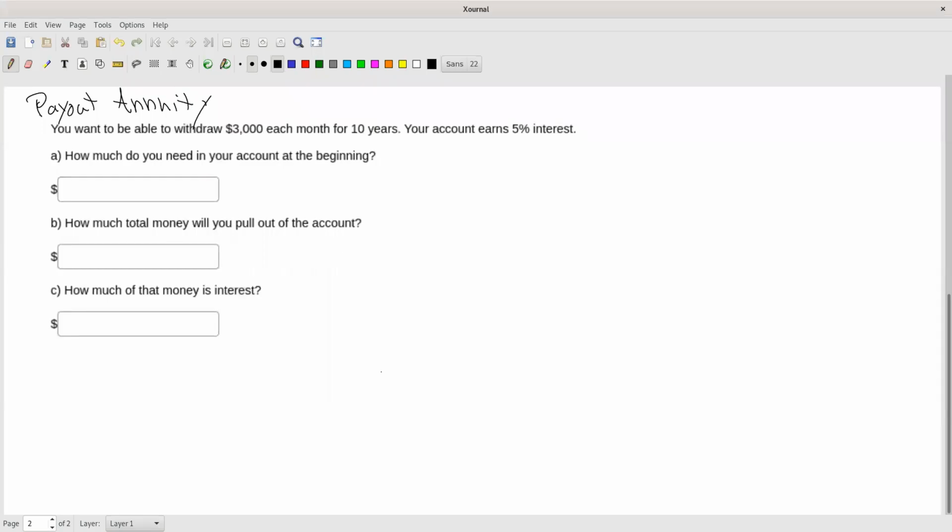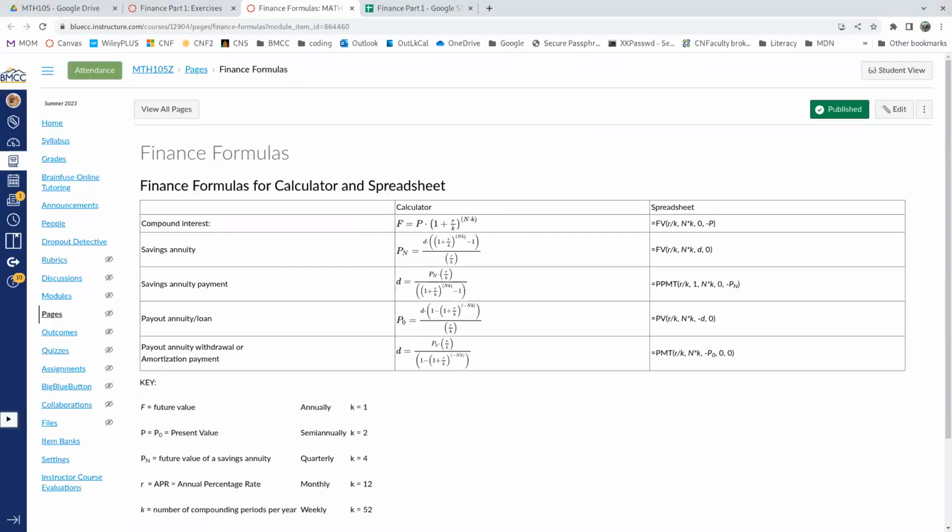Here's another payout annuity problem. In this case, I want to withdraw $3,000 each month for 10 years from an account that earns 5% interest. So how much should I have in the account to start with so that I can do that and have a zero balance at the end of those 10 years after making those monthly withdrawals?